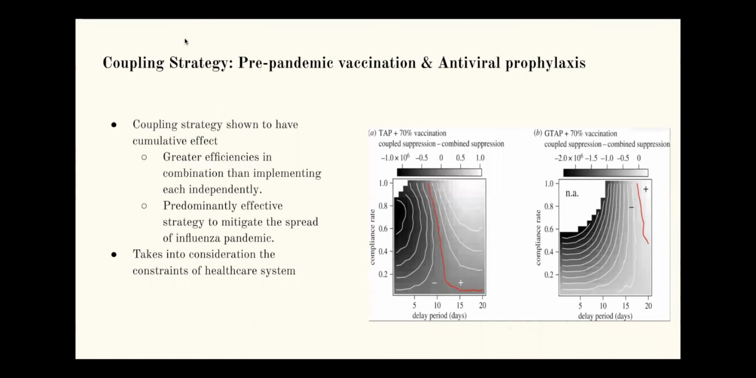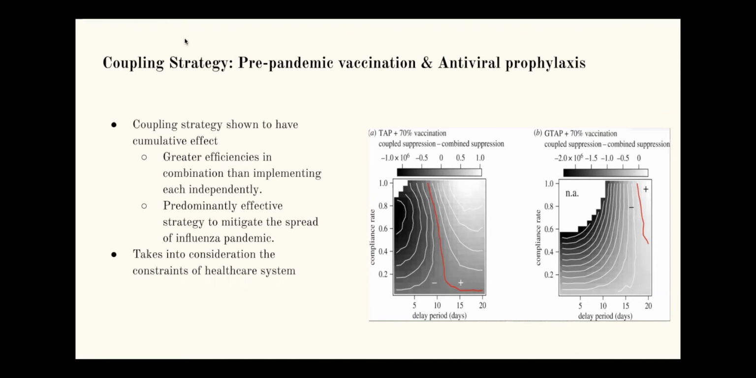Now let's transition into combining both strategies of pre-pandemic vaccinations and targeted antiviral prophylaxis. In these time plots, the coupling strategy was shown to have a cumulative effect. The model demonstrates that geographic targeted antiviral prophylaxis does not work well with pre-pandemic vaccination protocols under the coupling strategy, but the contact targeting antiviral prophylaxis presents a positive coupling strategy with pre-pandemic vaccination protocols.